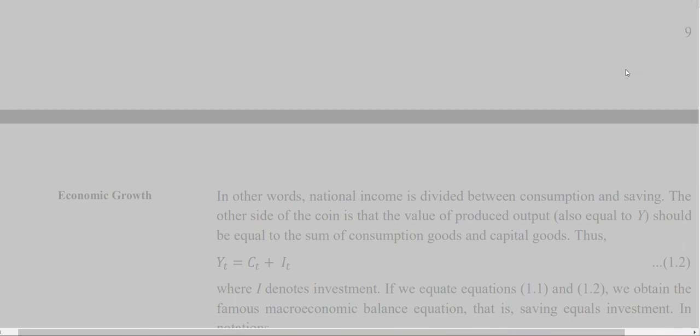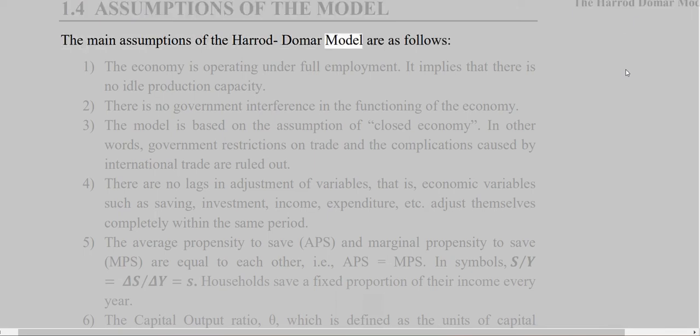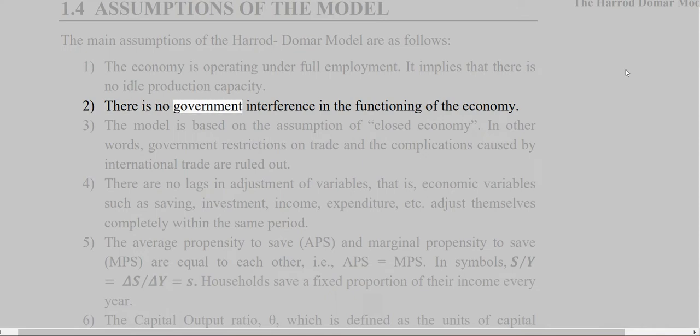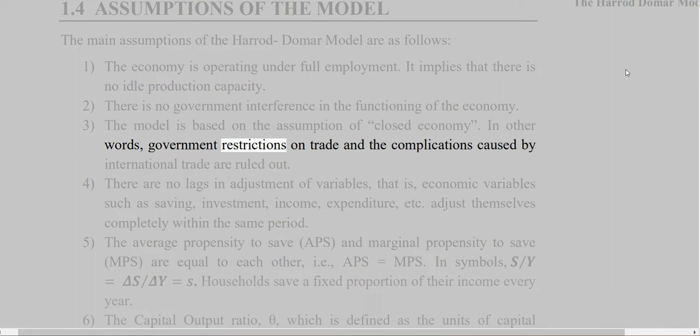The Harrod-Domar Model. 1.4 Assumptions of the Model. The main assumptions of the Harrod-Domar model are as follows. 1. The economy is operating under full employment. It implies that there is no idle production capacity. 2. There is no government interference in the functioning of the economy. 3. The model is based on the assumption of a closed economy. In other words, government restrictions on trade and the complications caused by international trade are ruled out.